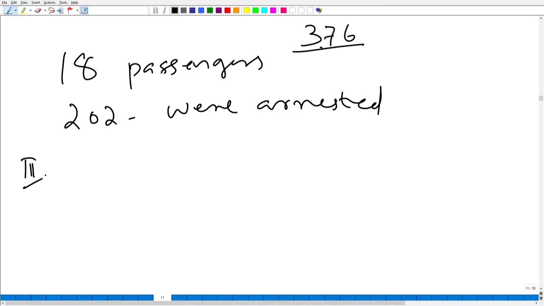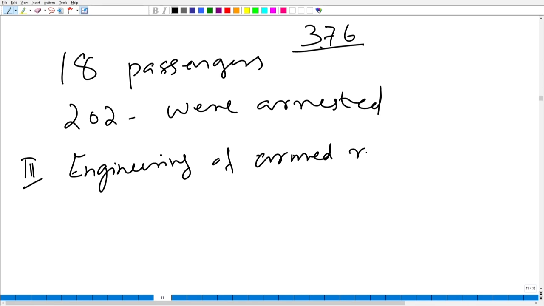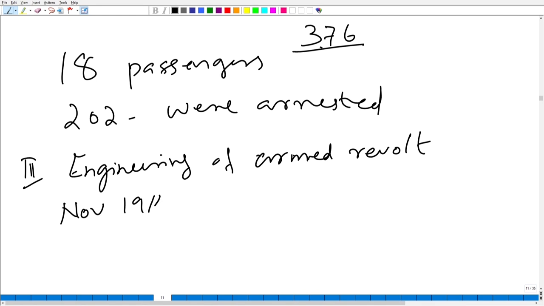The third incident relating to the Gadhar party was the engineering of revolt. As you have been told, the Gadhar leaders were aware that the British administration in India could be overthrown only by using armed revolt. In November 1914, an attempt was made to engineer a revolt against the British administration in India, but this attempt failed.